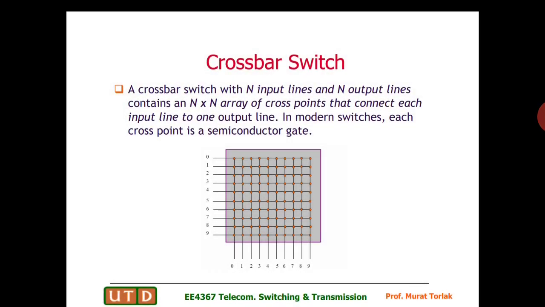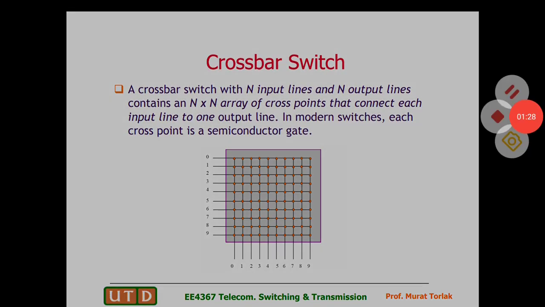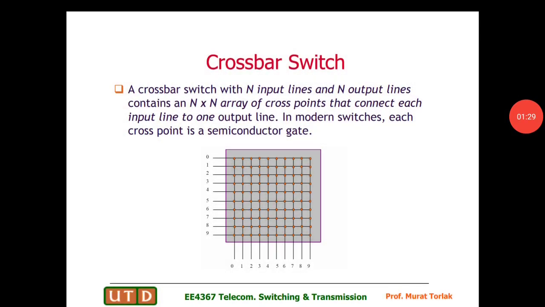Crossbar switch. A crossbar switch with n input lines and n output lines contains an n cross n array of cross points that connect each input line to one output line. In modern switches, each cross point is a semiconductor gate. Diagram of crossbar switch is below.